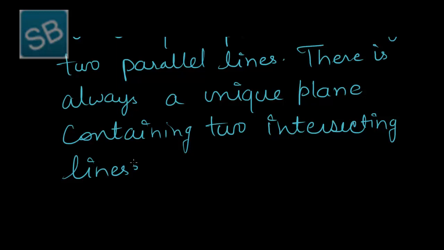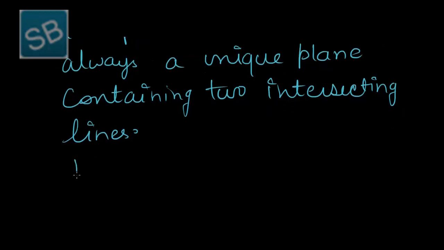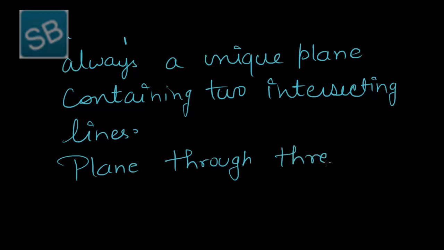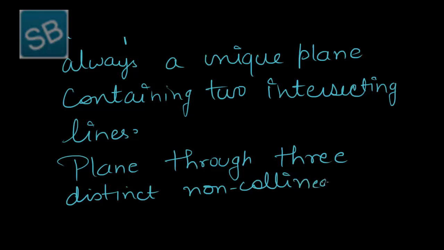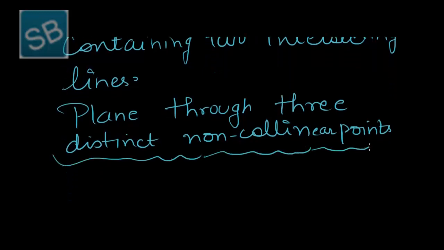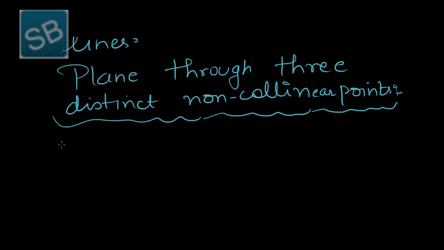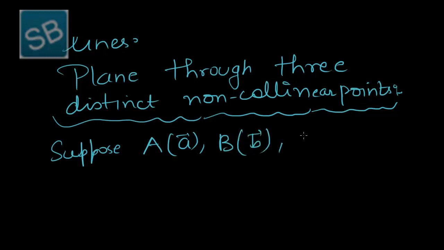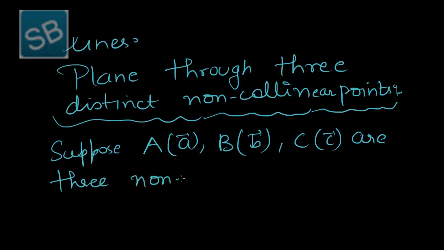So now we are going to find the plane through three distinct non-collinear points. That is, suppose point A with position vector a, point B with position vector b, and point C with position vector c are three non-collinear points in R cube.